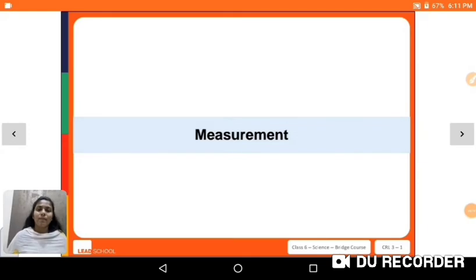Now let's study about the measurement, how to measure the length. Okay, so here is a book. I hope you can all see.